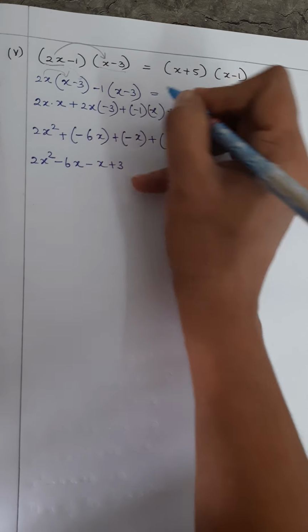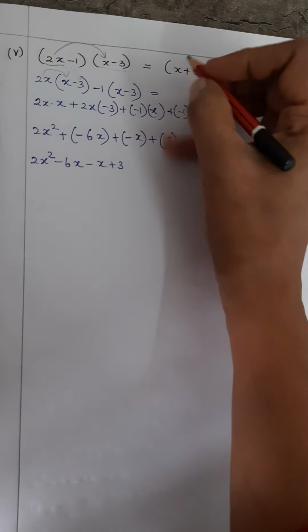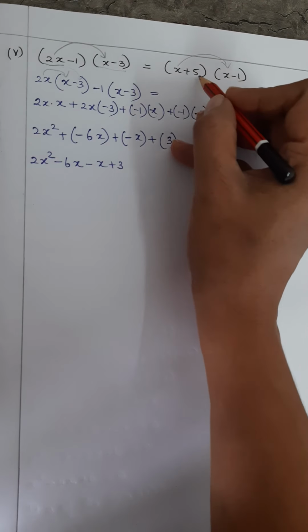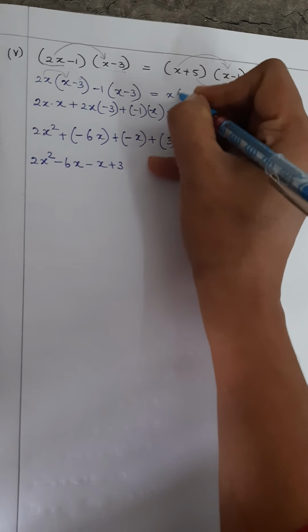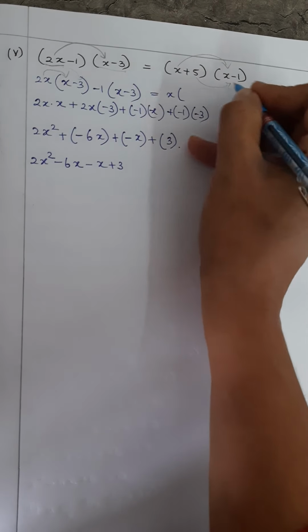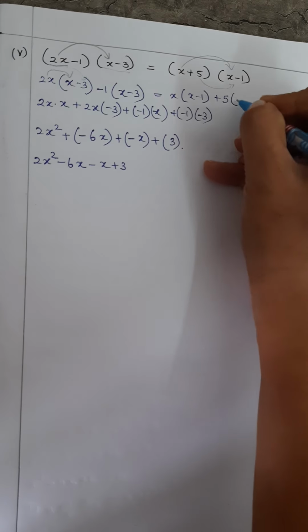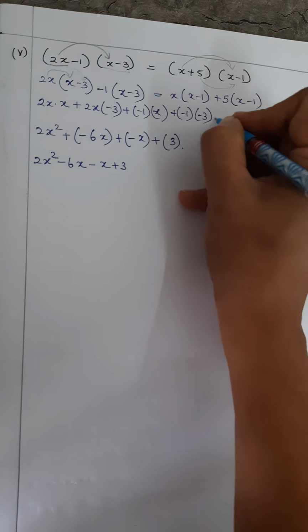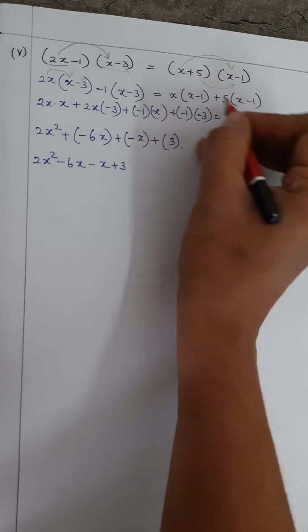Let's do the right hand side now. Now here it's the same way. First we have to multiply x into the whole term and then plus 5 into the whole term. So x into the whole term. What is the whole term? (x - 1). Plus 5 into (x - 1). This is what we get on the right hand side. Now we have to remove the bracket and multiply.